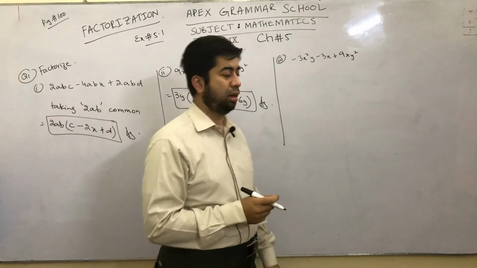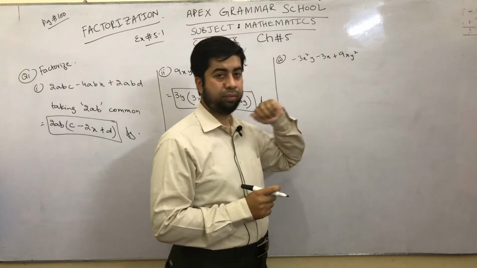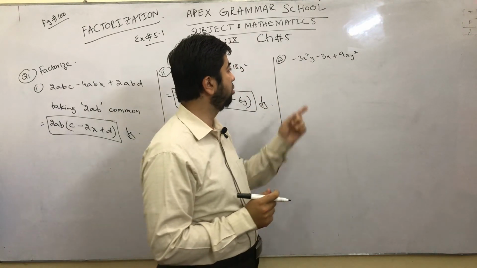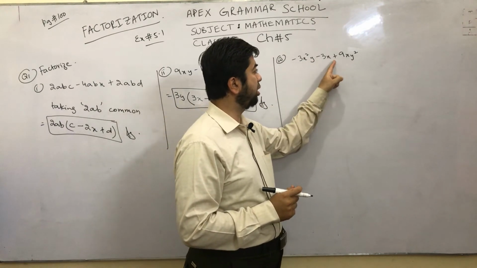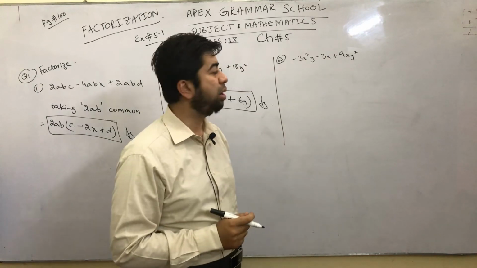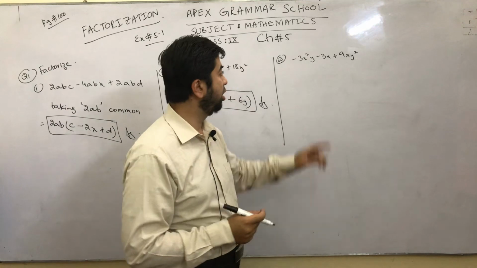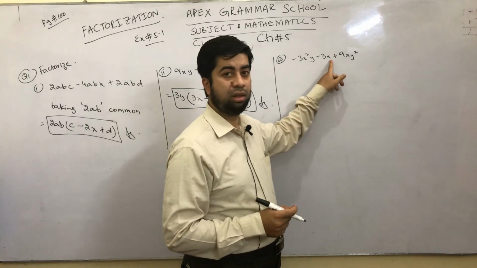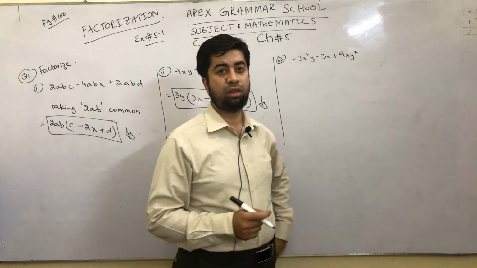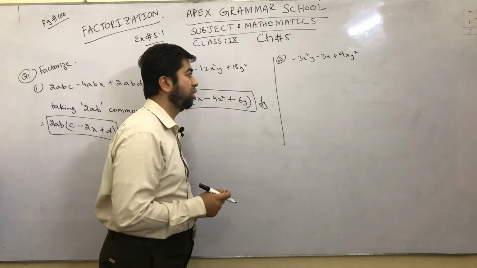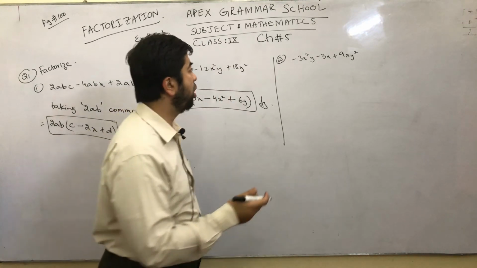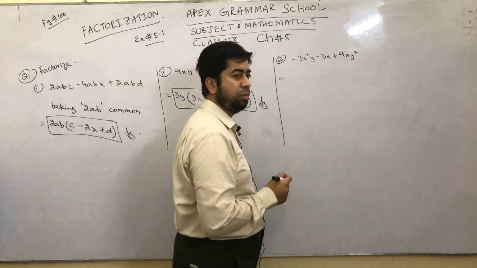What is common here? 3 is common here, and x square, then x, then x. So the lowest power is x raised to power 1. x is common here, y, and there is no y here, and then it is y square. So y is not common here. If you want to arrange it, you can arrange it by yourself.